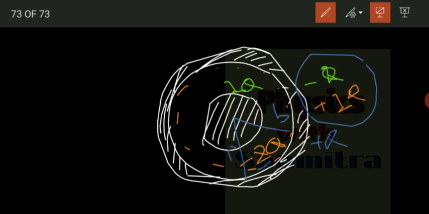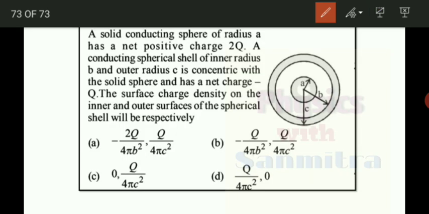Now it is very simple. It will be minus 2q divided by the area, that is 4 pi b square. So minus 2q by 4 pi b square, this is my option A. This one is matching: the surface charge density on the inner surface of the spherical shell. On the outer, only q is there, that is minus q plus 2q, which is plus q by 4 pi c square. So option A is correct, matched.